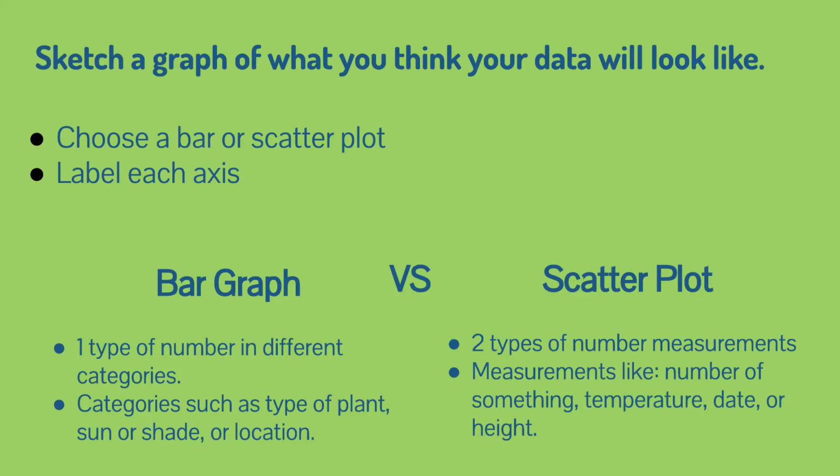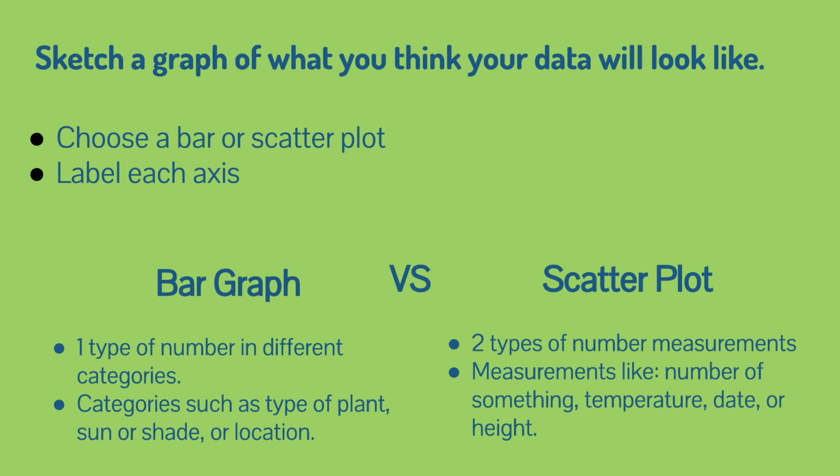What I want you to do now is to sketch a graph of what you think your data will look like if your hypothesis is true. You don't have to plot exact numbers on your graph. Estimates are fine, but I do want you to put the units on each axis just like these example graphs.